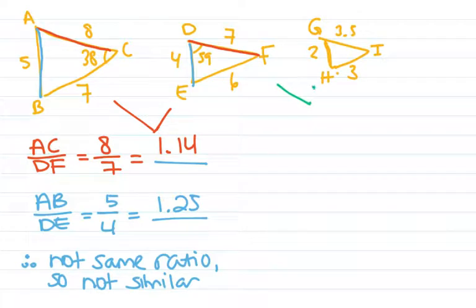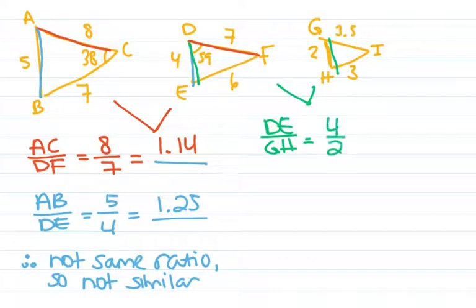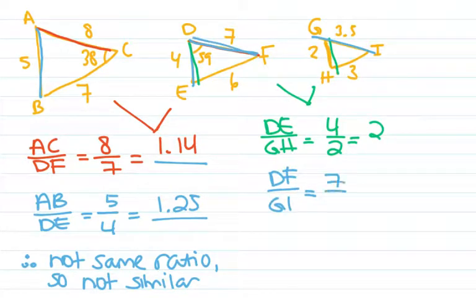Now we'll do these two. So we'll start by comparing DE to GH. And that would be 4 over 2. And 4 divided by 2 is 2. Then we'll compare DF to GI. DF is 7. GI is 3.5. 7 divided by 3.5 is 2.